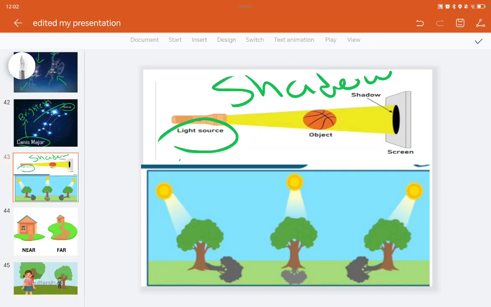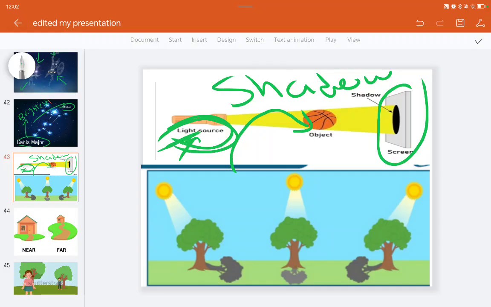If we have a light and this light is spotted or focused on something, what will happen? What will happen if we have a light and any object and any surface like this screen, and we spotted this light on this object? What will happen on this screen? A shadow of this object will form on this screen, like this shadow.